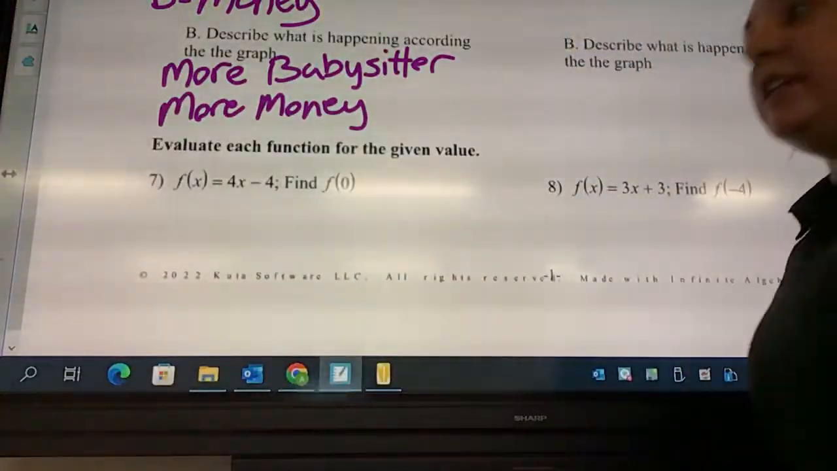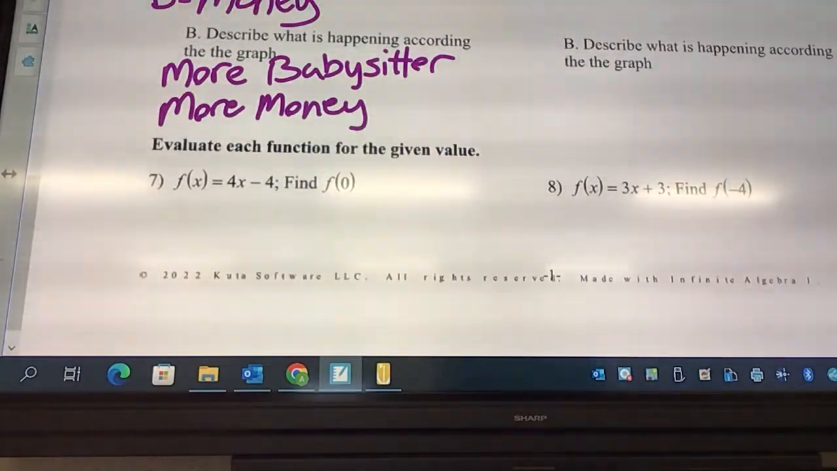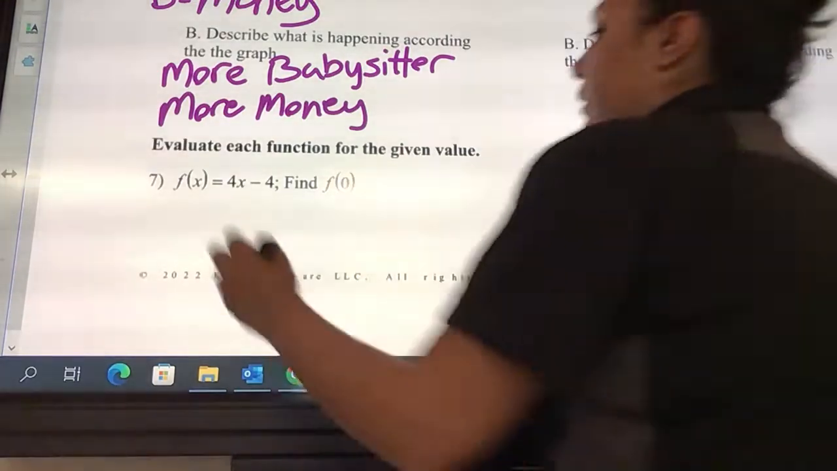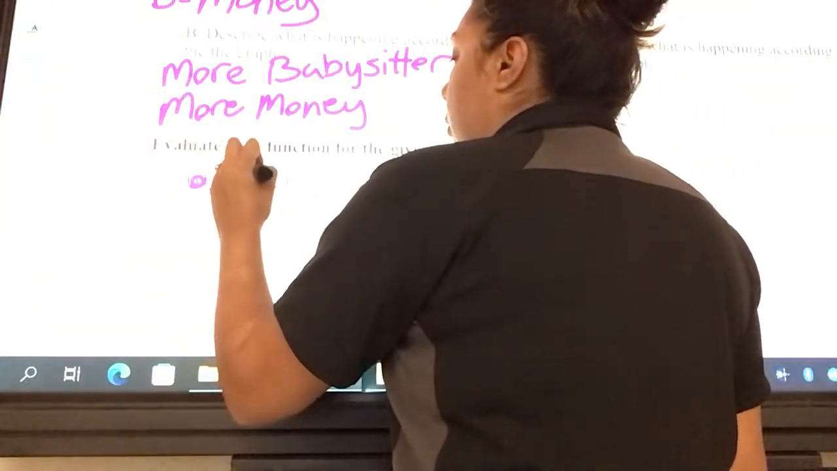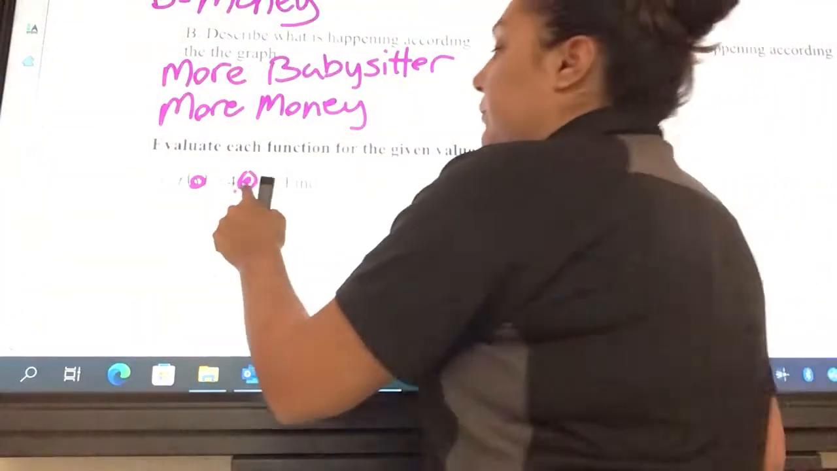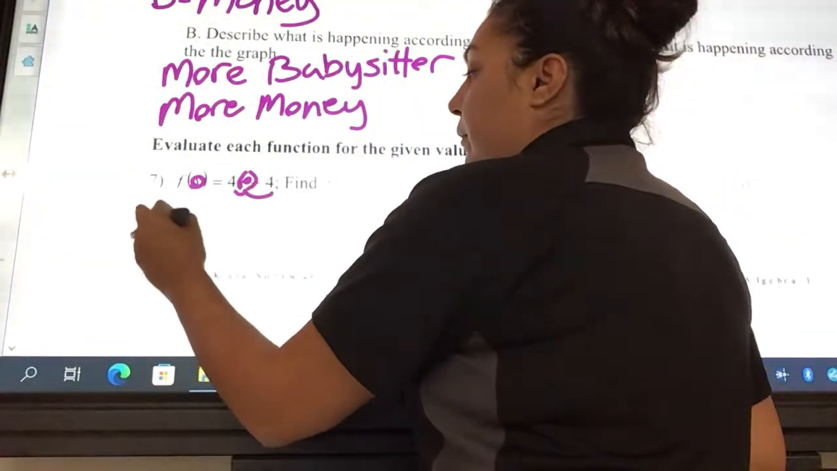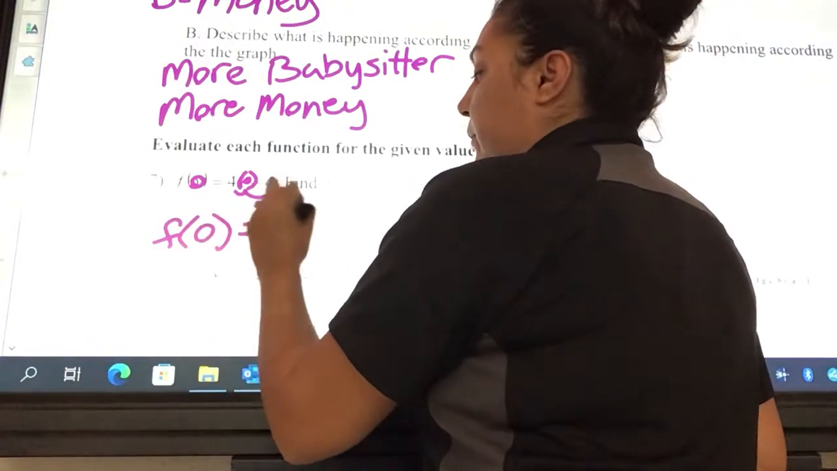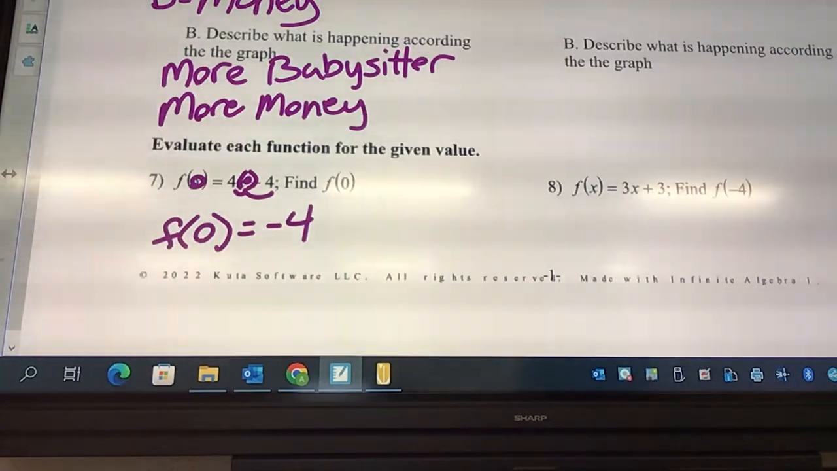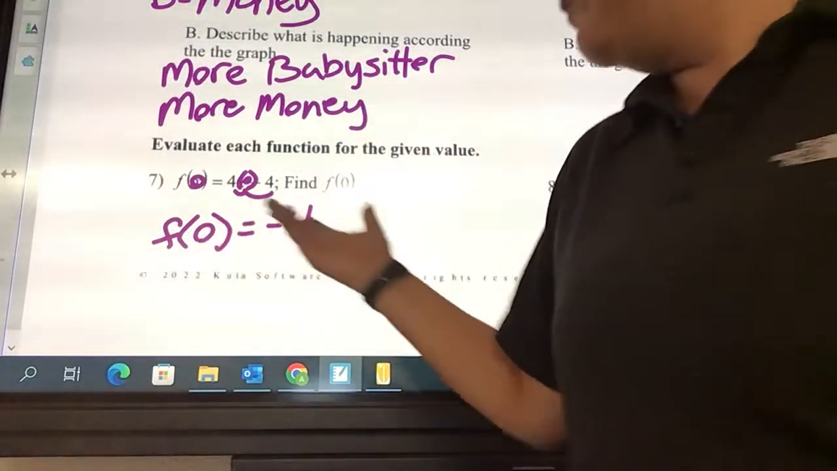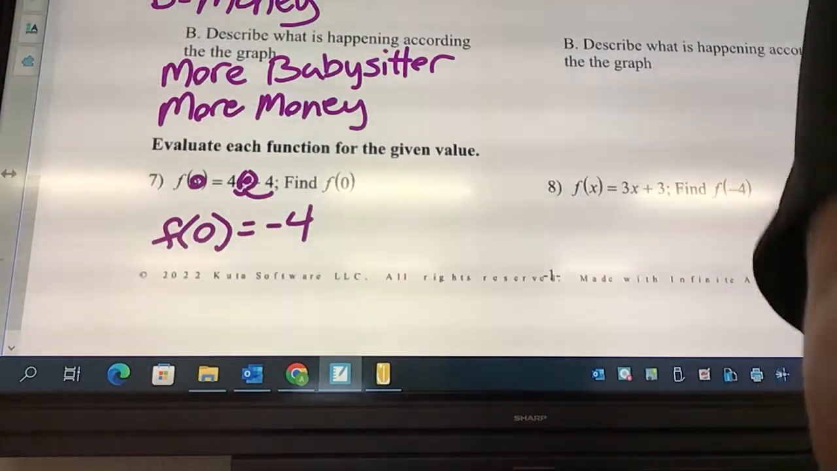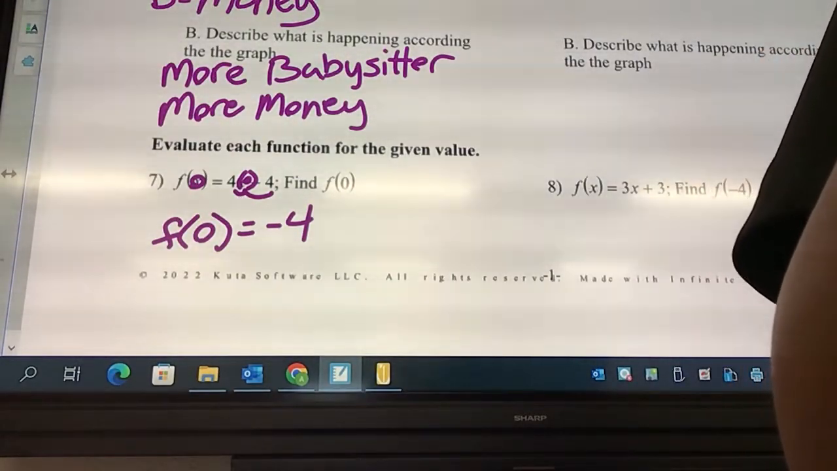Evaluate the function for the given value. What is the given value? 0. Okay, so everywhere there's an X, what should you be plugging in? 0. A bunch of you guys put 1 on your test. I don't know where you got a 1 from. So 4 times 0 is 0. Minus 4. Negative 4. They put F of 1. There was no 1 there. There wasn't a 1 anywhere on that problem. Not really sure what was going on.